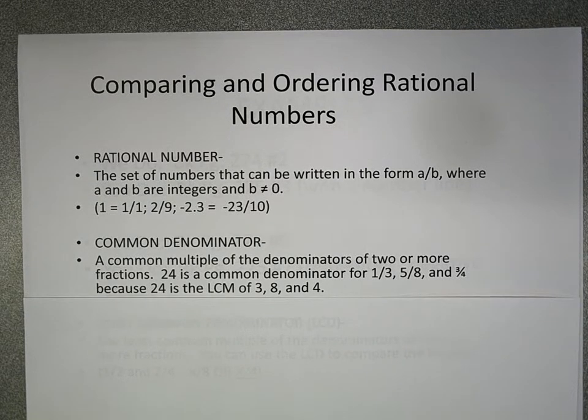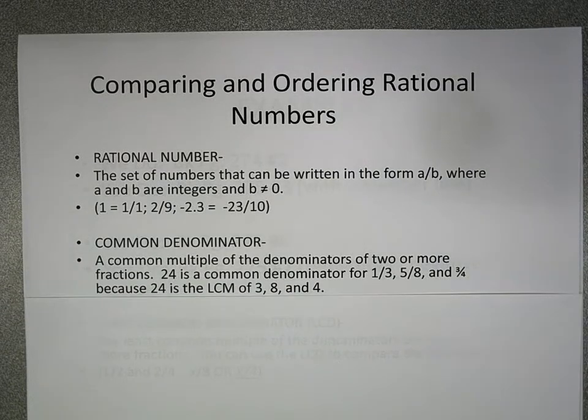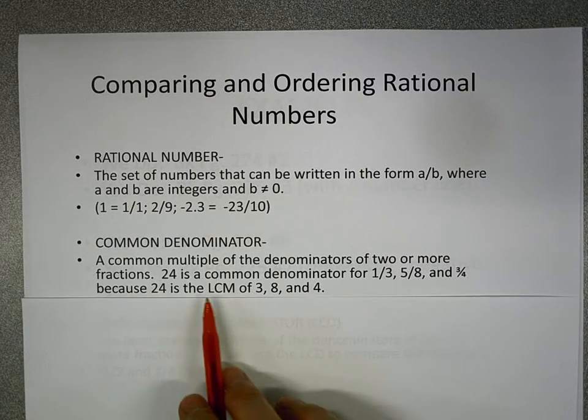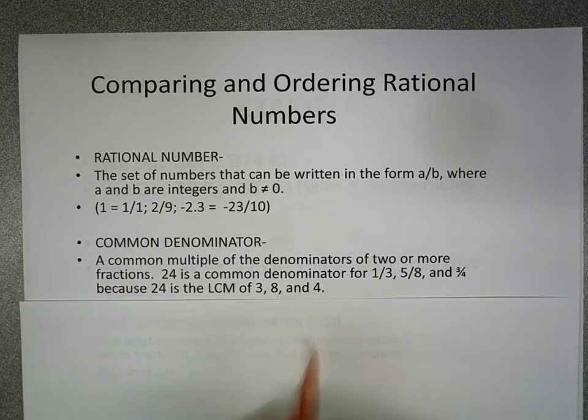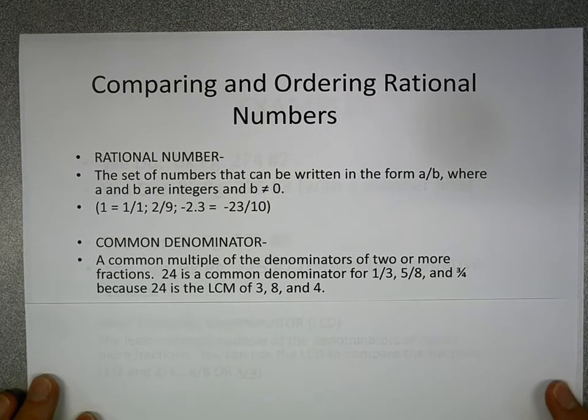It says, a common multiple of the denominators of 2 or more fractions. Then it goes on to say 24 is a common denominator for 1/3, 5/8, and 3/4. So 3 different fractions. Because 24 is the LCM, meaning the least common multiple of 3, 8, and 4. Because it has an example right in the definition, we're not going to write an example in the box.